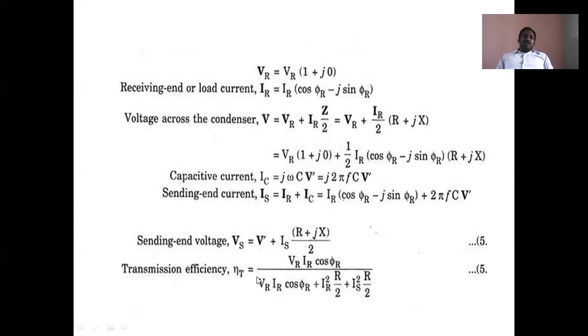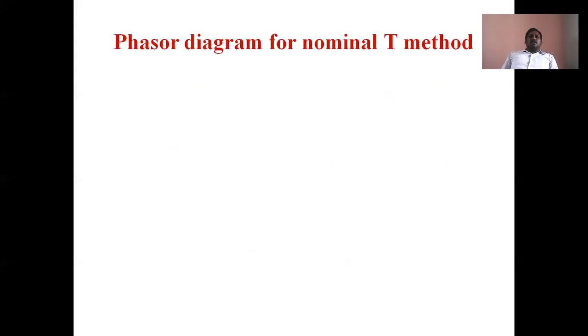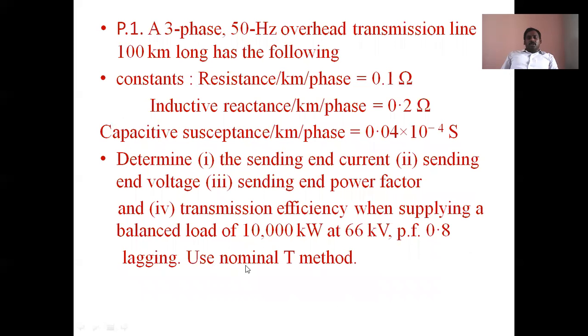Transmission efficiency eta is equal to power delivered to the load end, that means receiving end power VR IR cos phi r, divided by receiving end power VR IR cos phi r plus losses. Losses means two sections: one is Is square R by 2 loss, another is IR square R by 2. These are the total losses in the nominal T method medium transmission line. By using this performance equation, we can do a problem.